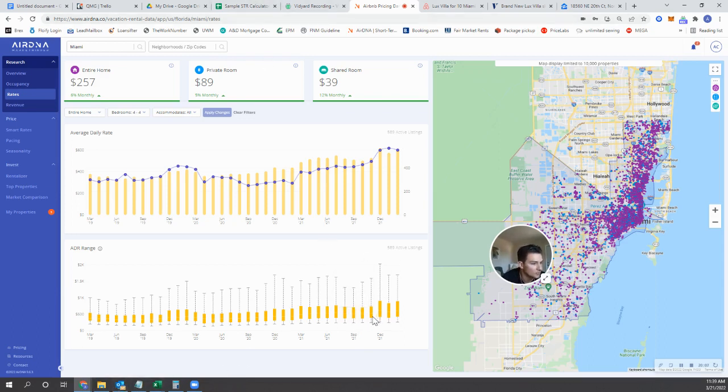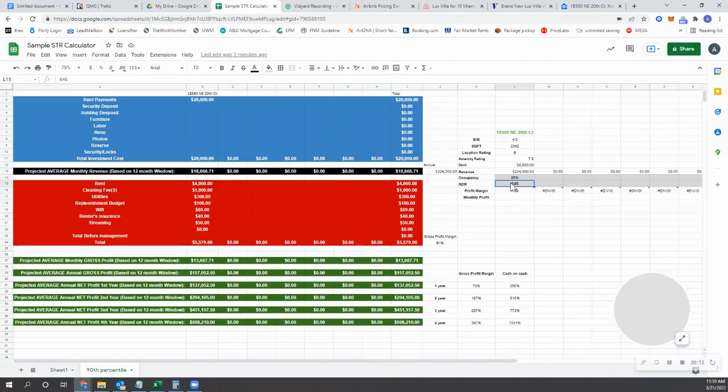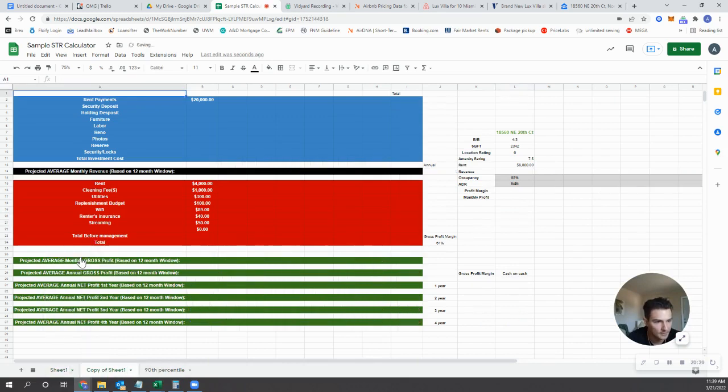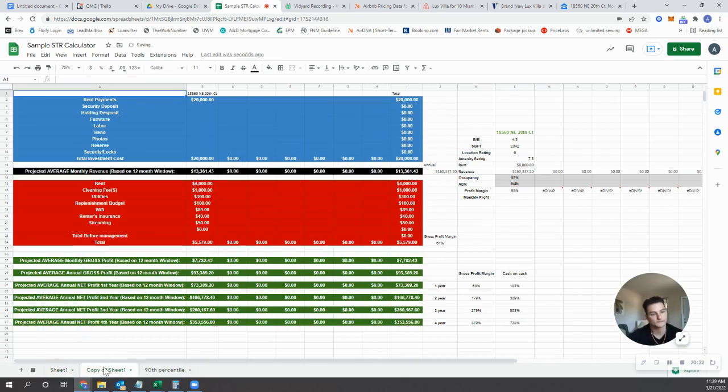Go back here, that was 1300, right? 1301. Go back here, and I'm going to punch in 1301. I got my projections now for the 90th percentile. Now, we're going to duplicate this again. We're going to go 50th percentile.